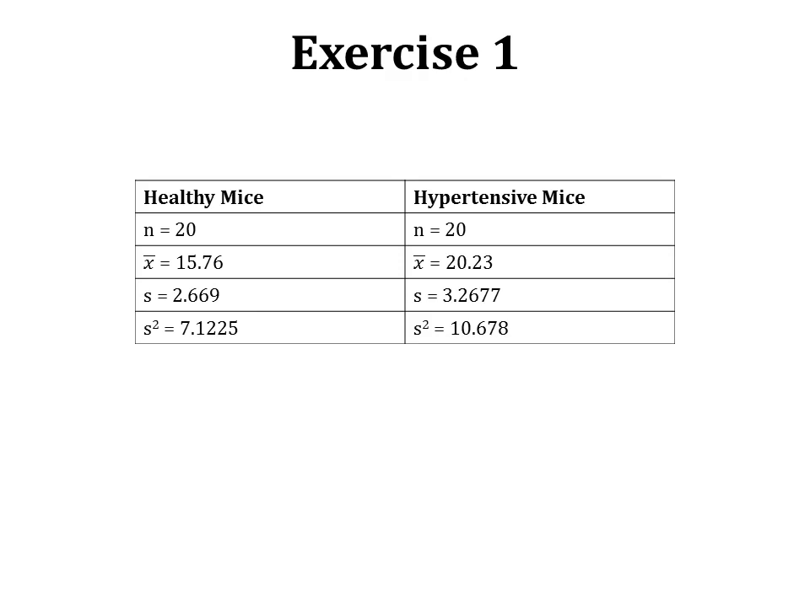And then the standard deviation of the plasma ACE levels from the mean value in the healthy mice is 2.669 picograms per deciliter, and in the hypertensive mice this is 3.2677 picograms per deciliter. In the healthy mice the variance is 7.1225, and in the hypertensive mice this is 10.678. So this is the descriptive statistics.